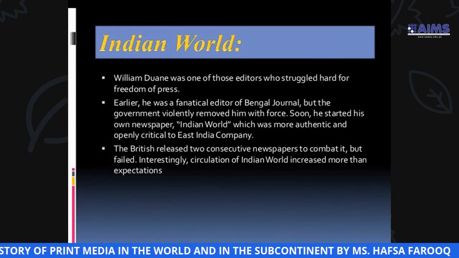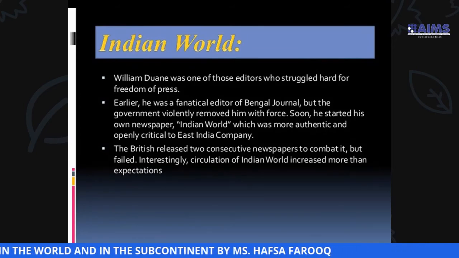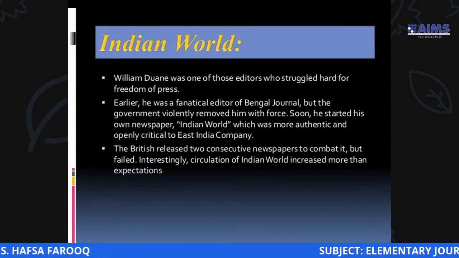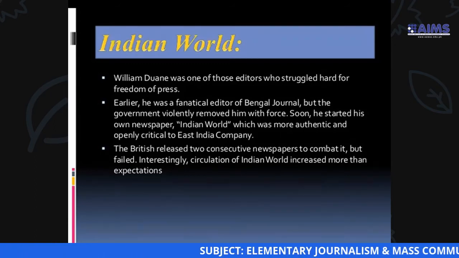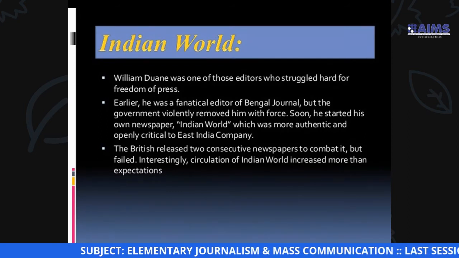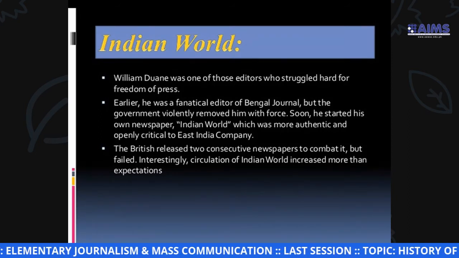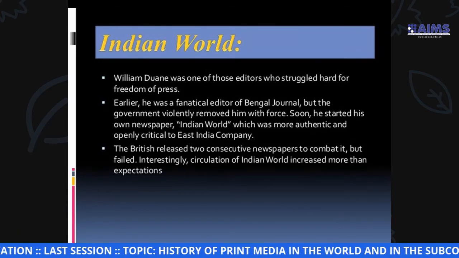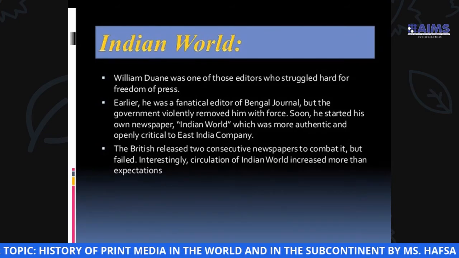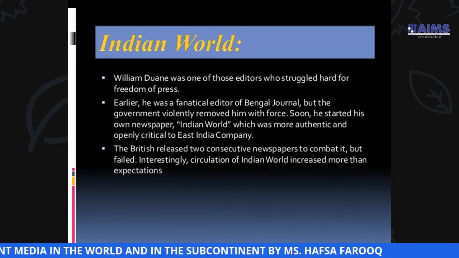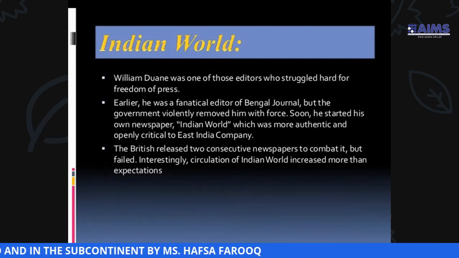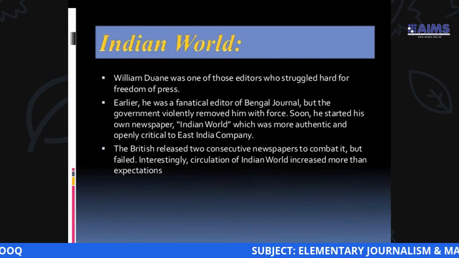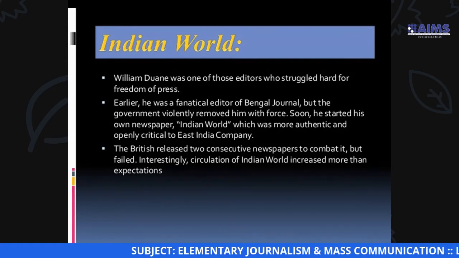Indian World. William Dwan was one of those editors who struggled hard for freedom of press. Earlier, he was a fanatical editor of Bengal Journal, but the government violently removed him with force. Soon he started his own newspaper, Indian World, which was more authentic and openly critical to East India Company. The British released 2 consecutive newspapers to combat it, but failed. Interestingly, circulation of Indian World increased more than expectations.